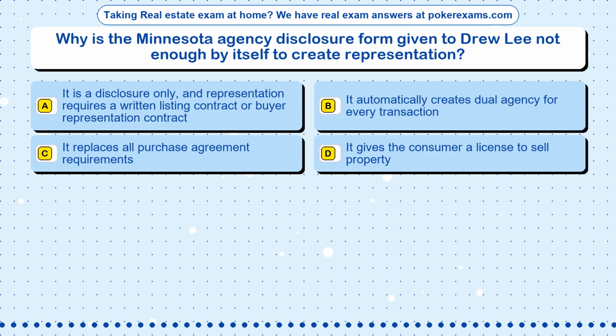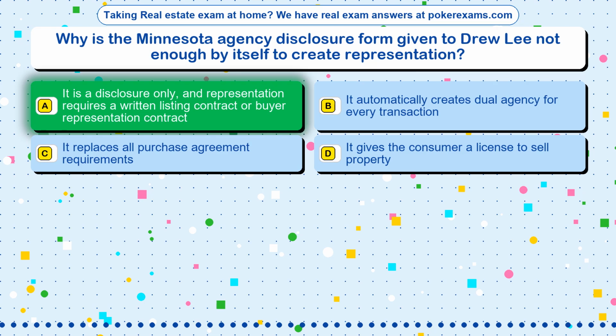Question 49. Why is the Minnesota agency disclosure form given to Drew Lee not enough by itself to create representation? Option A. It is a disclosure only, and representation requires a written listing contract or buyer representation contract. Option B. It automatically creates dual agency for every transaction. Option C. It replaces all purchase agreement requirements. Option D. It gives the consumer a license to sell property.